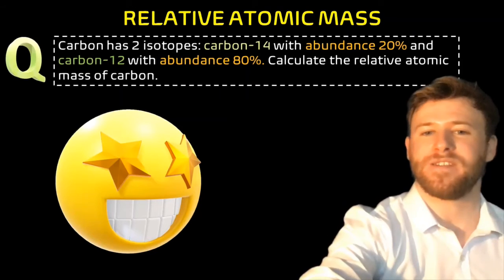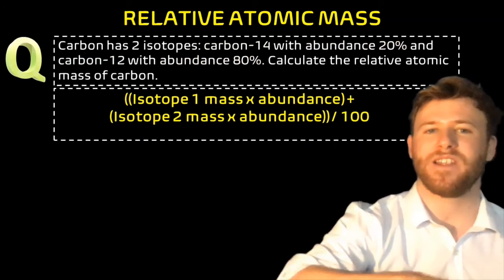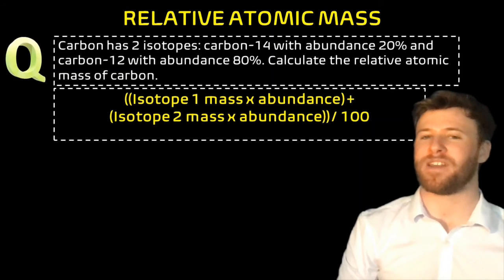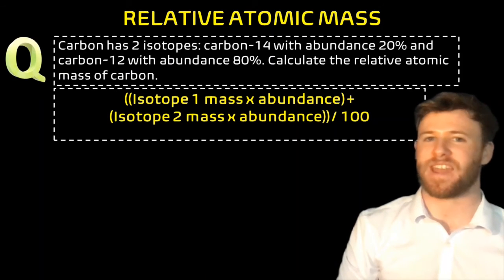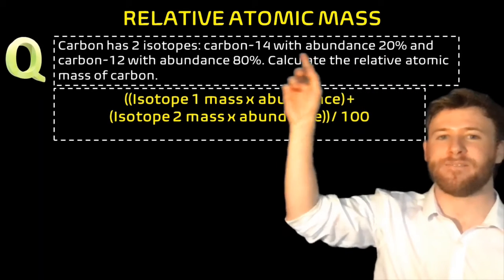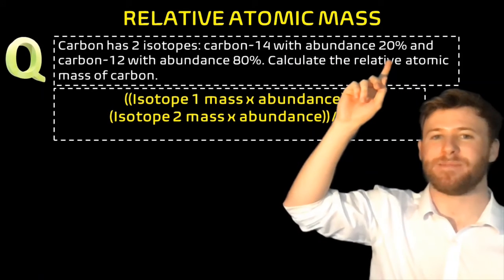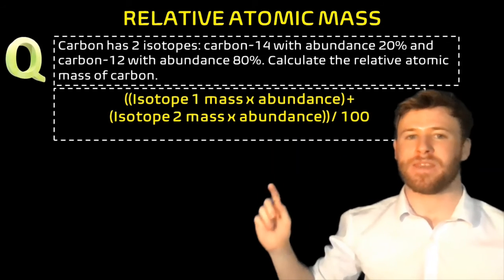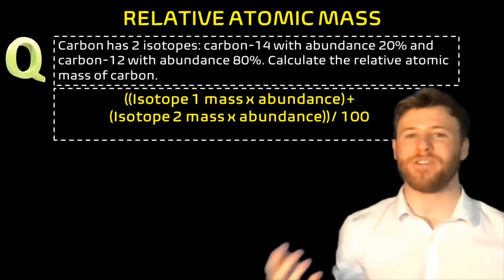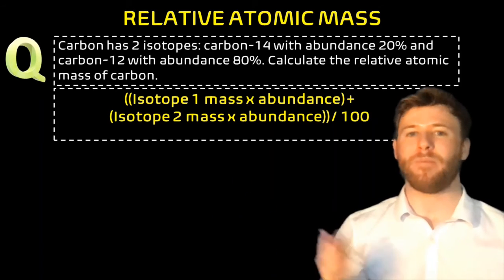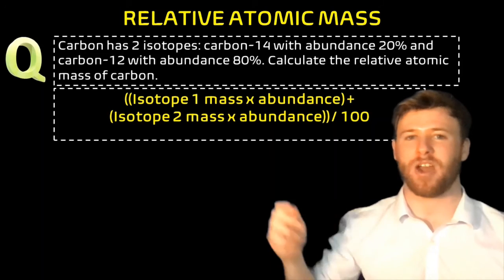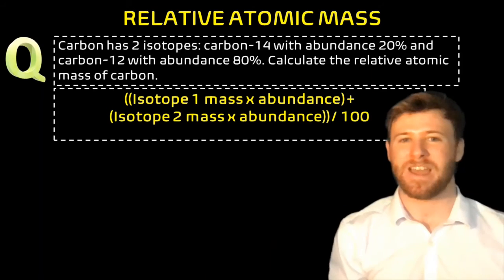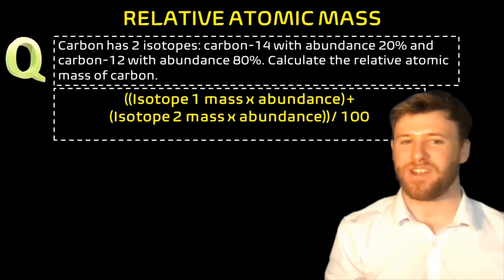Now to do this, we use this very, very straightforward formula, where we're taking the mass of isotope 1 and timesing it by the abundance of isotope 1. So in this case, the mass is going to be the 14 and the abundance is going to be the 20 here. We're then putting that in a bracket and we're adding that to the mass of isotope 2 times by the abundance for isotope 2, like so. And then we're putting it all over 100. And that 100 has come from adding together our abundances, 80 and 20%. It will normally add up to 100, but it's always good to check just in case with that one.